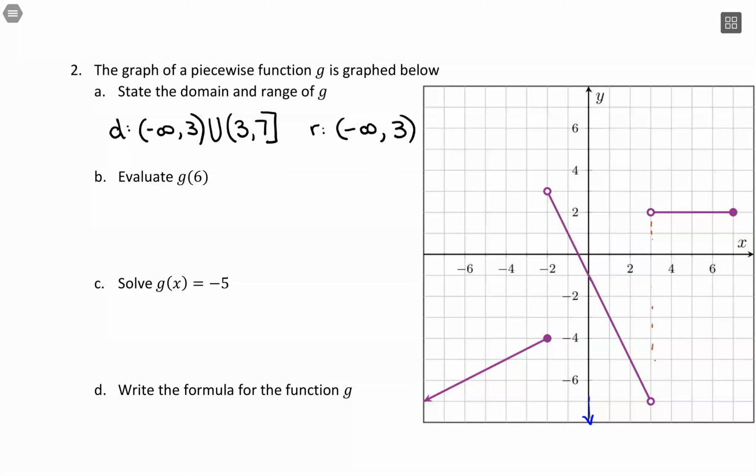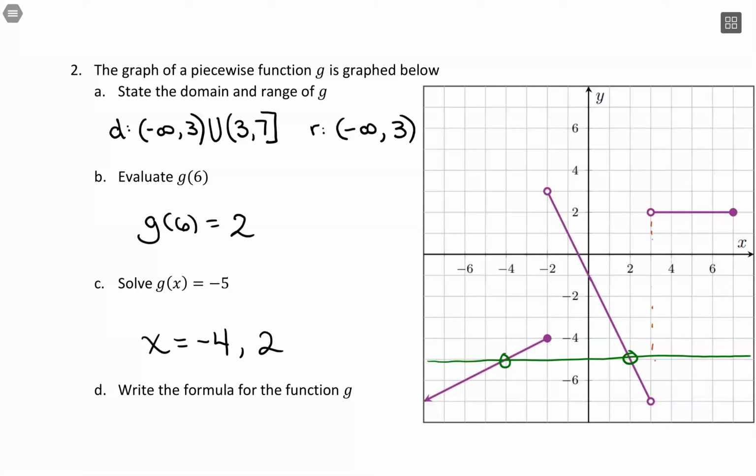All right. Evaluating functions. So g of 6 is where x is equal to 6, and we want to find our function output, which is up here at +2. So we have that coordinate 6, 2. Solving, we're saying our output is -5, so this is where we can imagine a horizontal line at -5, and we want to find all of the spots where our function intersects. So we're going to have x equals -4, and also x equals +2.